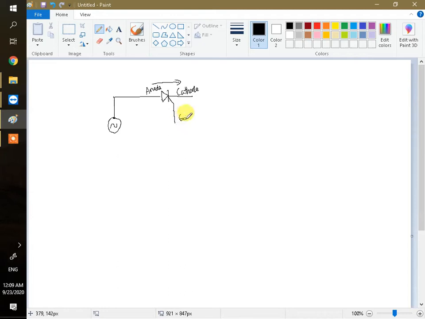This is the gate. Let's imagine we got one load here, and this load is a pure resistive load. Let me draw a circle. Let's imagine this one is a lamp or something. A lamp is basically just a resistive load. So what we do is we connect this line to the lamp and this line to the other terminal of this AC power supply.